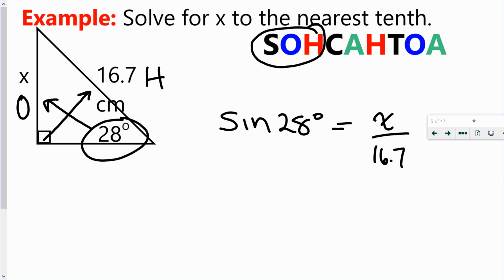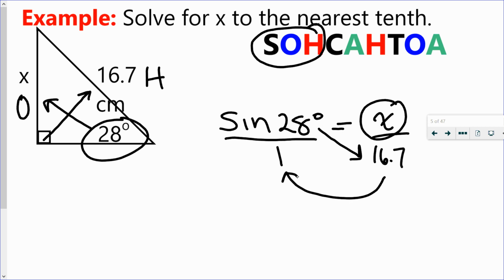Now I want a fraction on both sides, so I'm just going to put sine over 1, and now I have a fraction. So I circle what I want to figure out, which is my variable, and I cross multiply in the other direction and simply divide what's left. So all I have to do is sine of 28 multiplied by 16.7, divide by 1. You don't have to divide by 1, but that's how you're going to go ahead and find it.